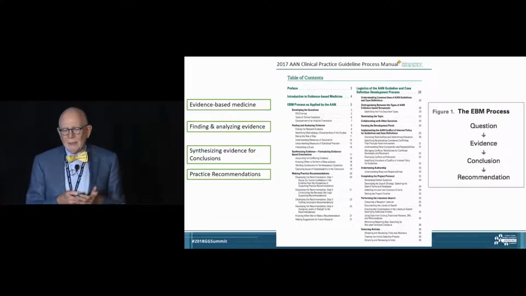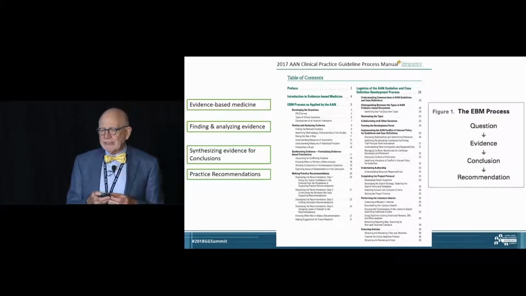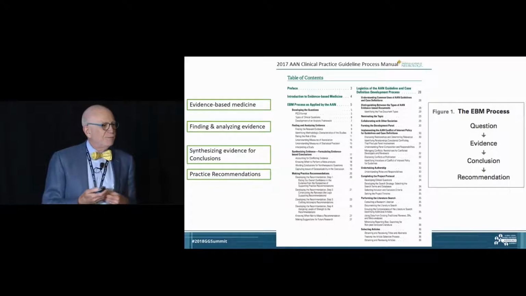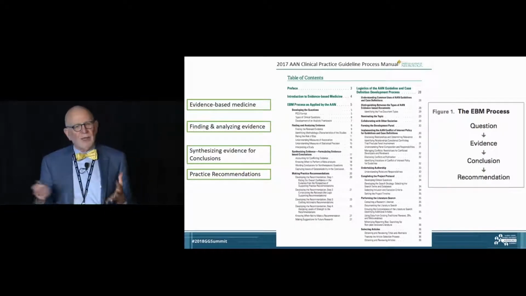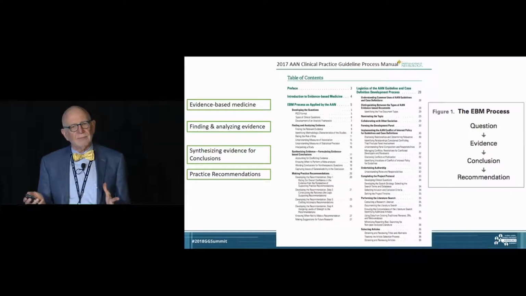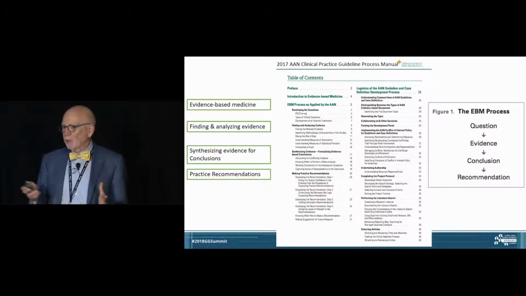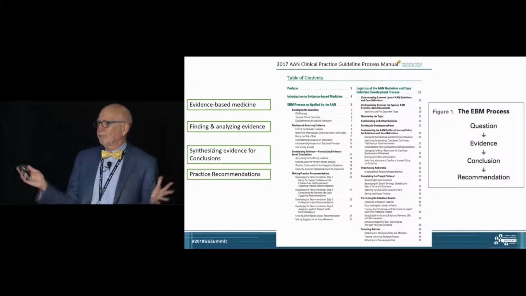Now, this is the 2017 American Academy of Neurology Clinical Practice Guideline Process Manual. It's about an 85-page single-spaced document to say how you develop a clinical practice guideline. It's a big deal. And for those of you that are taking pictures, I will make all my slides available, so not to worry.